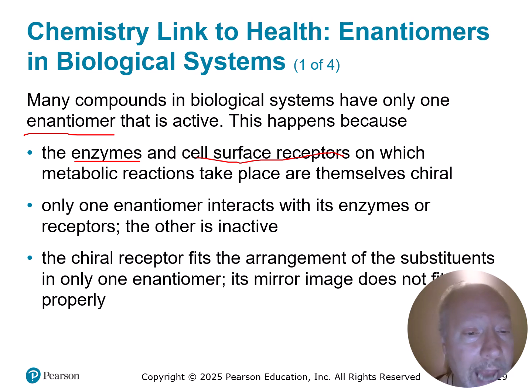So metabolic reactions require chirality sometimes in a way to distinguish a molecule. And only one enantiomer will interact with an enzyme in many cases. Only one enantiomer, right? This is very important in drug synthesis as well, right? And the chiral receptor fits the arrangement of the substituents to only one enantiomer. So it may only attach to the D isomer and not the L isomer of glucose, right?